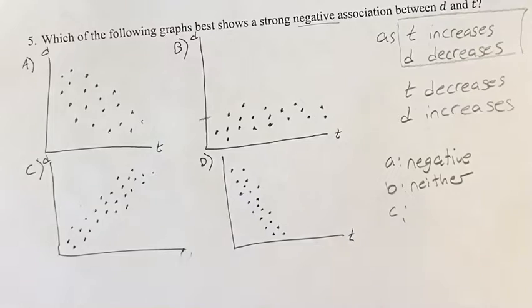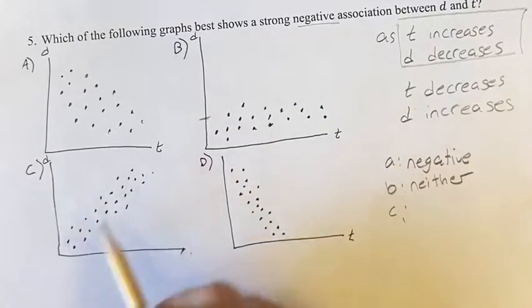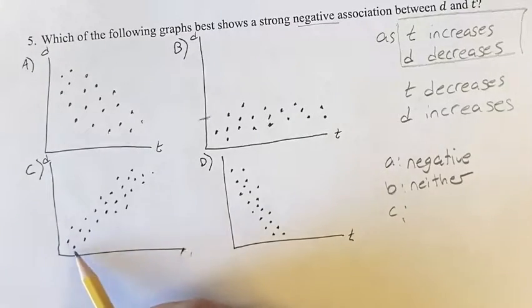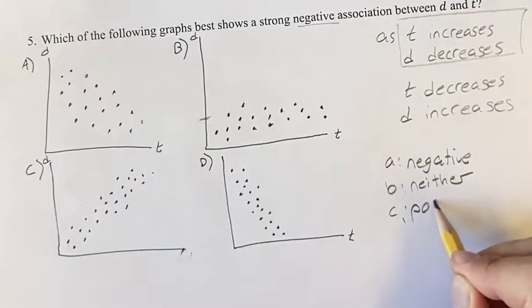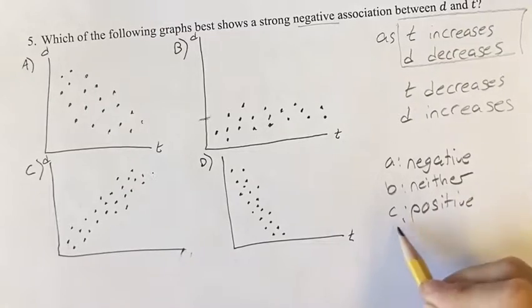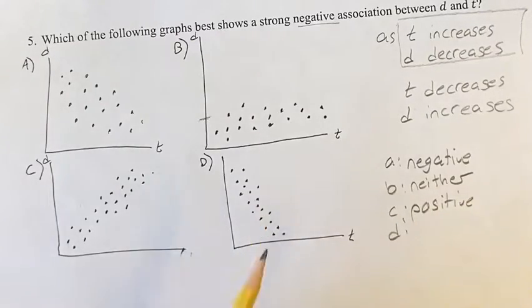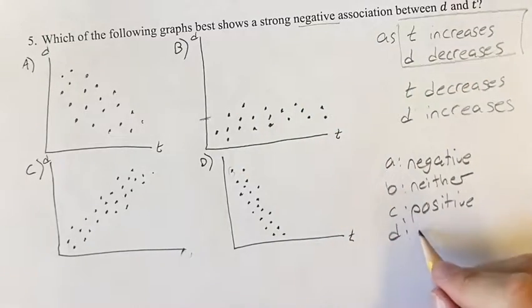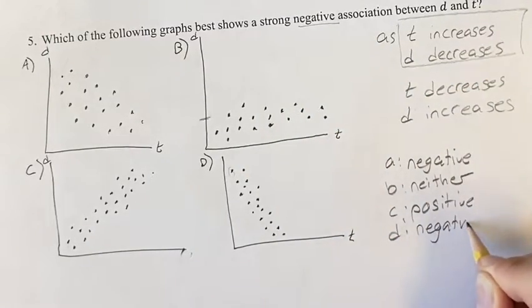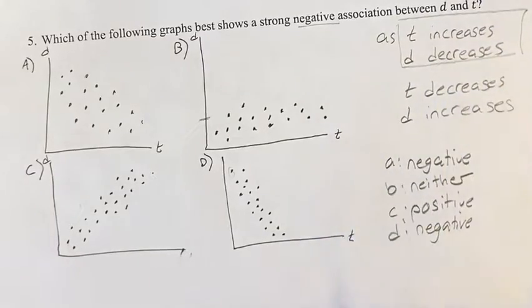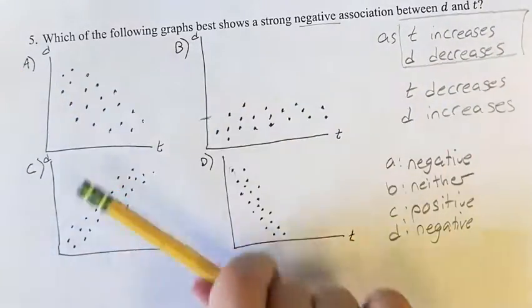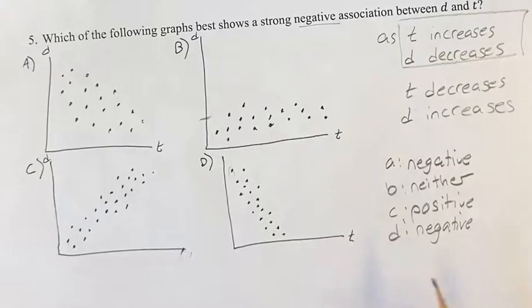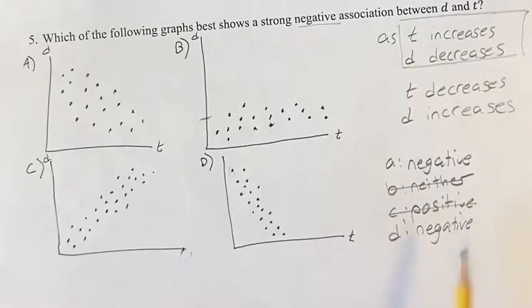For C, as T increases from left to right, the value of D goes from a smaller value to a larger value. So as T increases, D also increases, so that means it's positive. And for D, as T increases from left to right, D goes from a higher value to a lower value, so it's negative. Since again, by our definition, as T increases, D decreases. So we're looking for a strong negative association. So B is not negative and C is not negative.